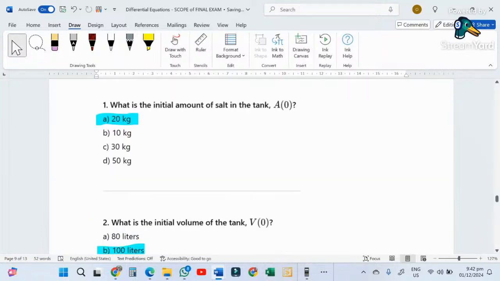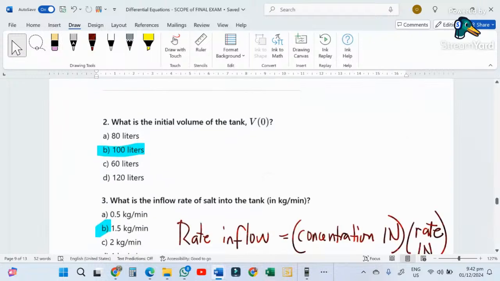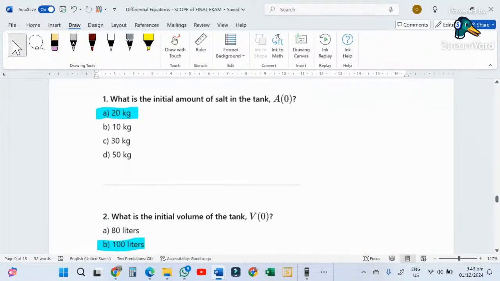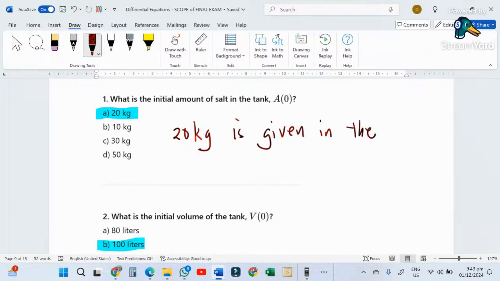Number 1, what is the initial amount of salt in the tank? That is when A is 0. It is 20 kilograms, and that is given in the problem. That is easy peasy. By the way, when you answer such questions where it's already given, you just say in the space provided, like this one here, 20 kg is given in the problem. You must have a backup of why it is so.